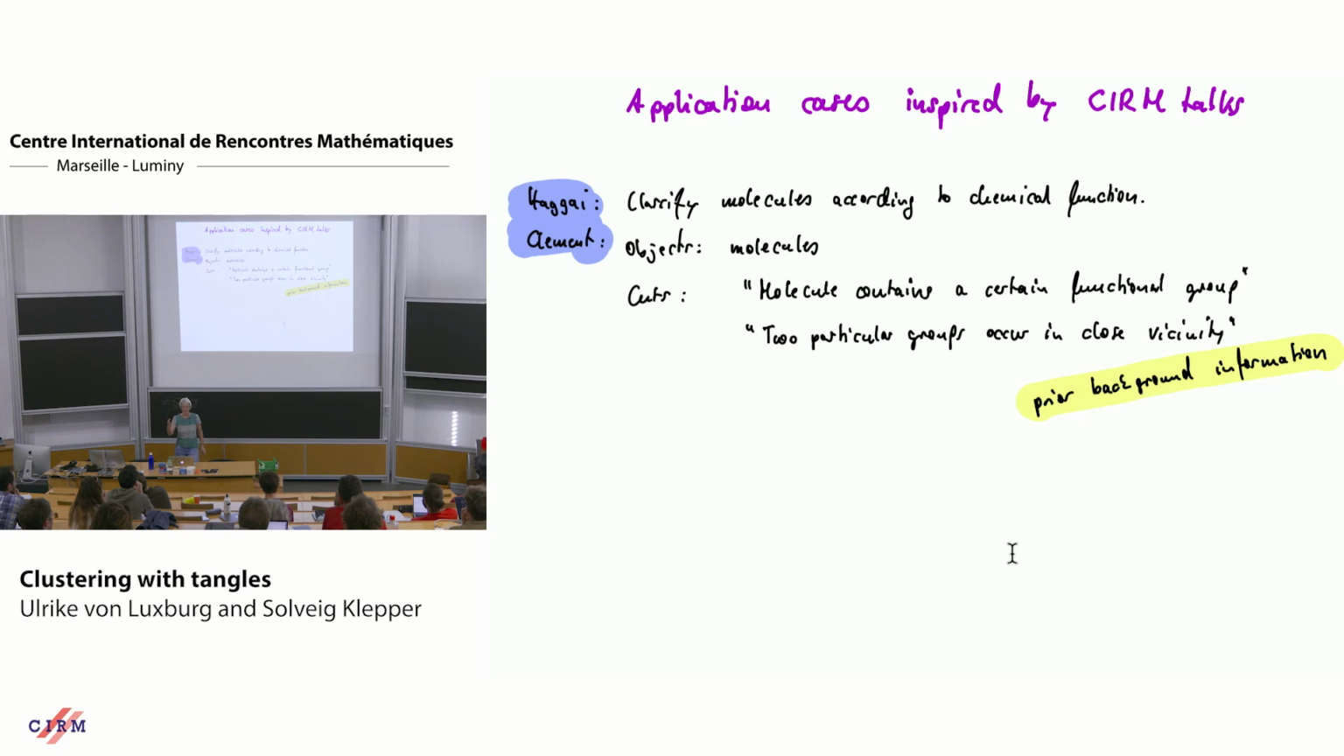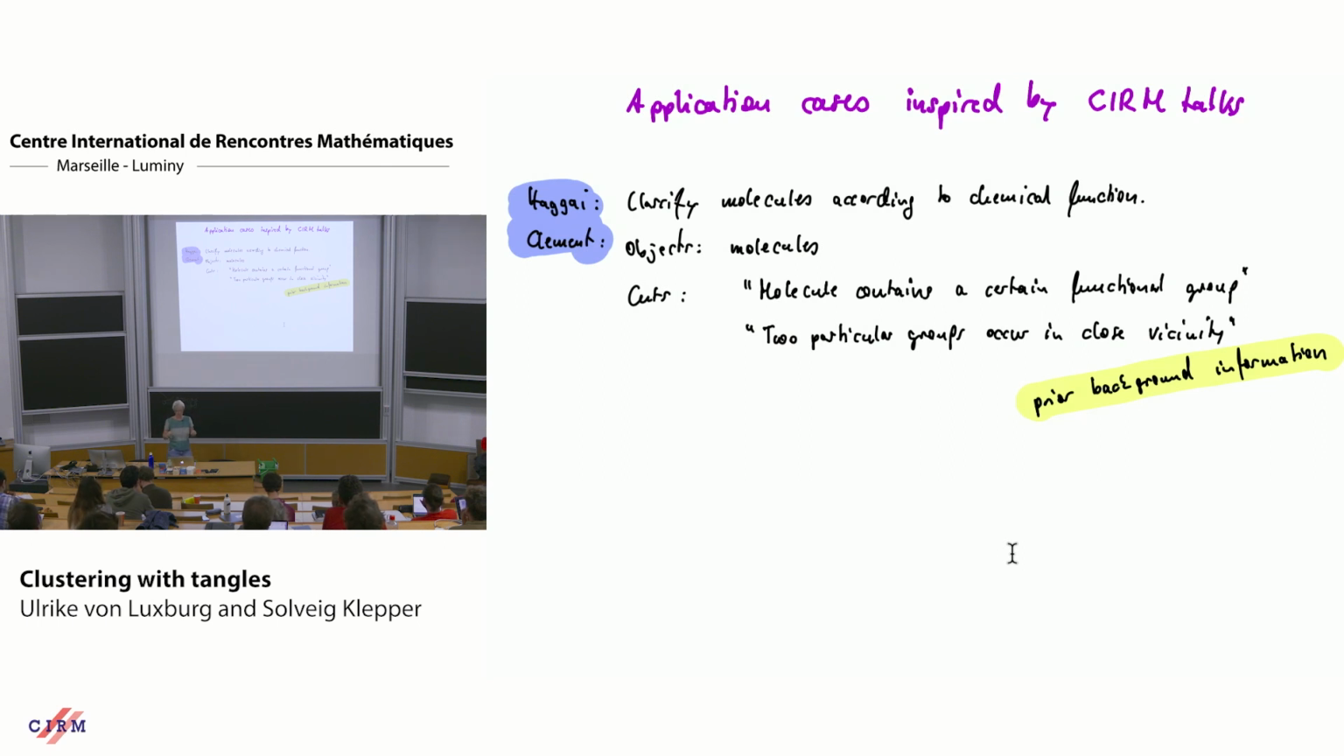And then the last application, several people have mentioned that already. You want to classify molecules according to their chemical structure or function, or whether they are potentially a drug or something like that. So the objects are obviously the molecules. And the cuts could now, in my imagination, be something like, does this molecule contain a certain chemical group that chemists know is important? I don't know, a ring or something like that.